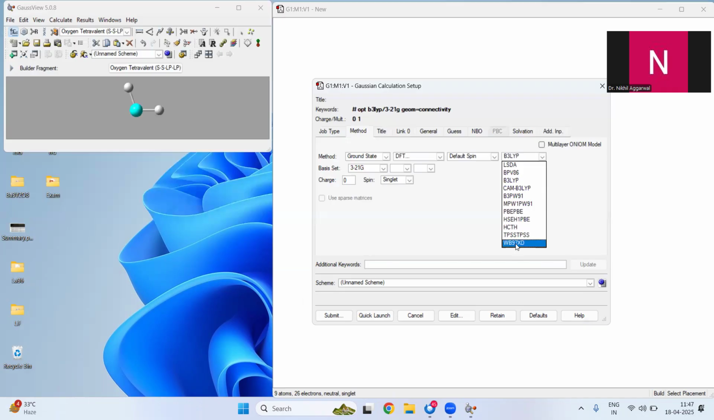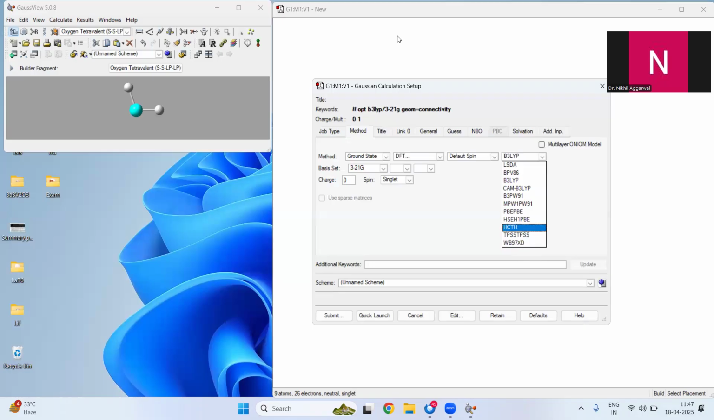I repeat the condition. If you are working with a molecular system wherein atoms comprise of only s, p, or vacant d orbitals, not the filled one, you can safely select B3LYP. The moment you enter a zone wherein the filled d orbital, partially filled d orbitals are there, don't go with the B3LYP. Go with the omega B97XD.